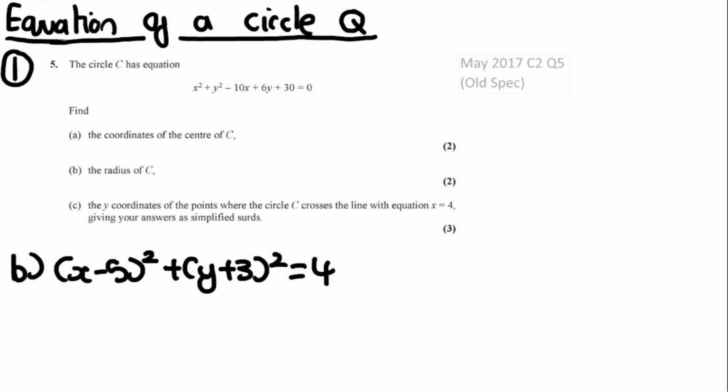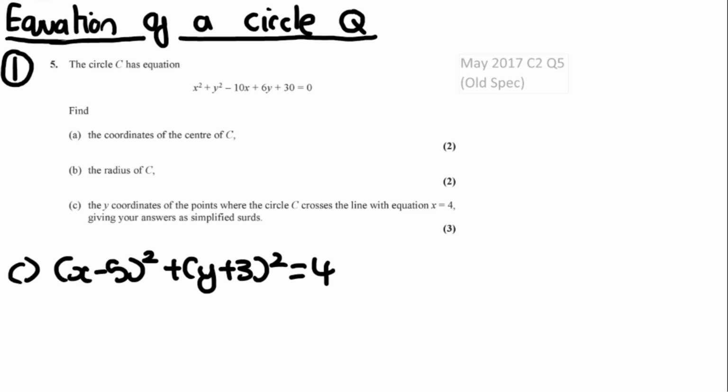For part B, we need to find the radius, and this is easy. We just use the equation that we figured out before. So we need to find the square root of 4 to get r, and the square root of 4 is 2. So the radius is going to be 2.